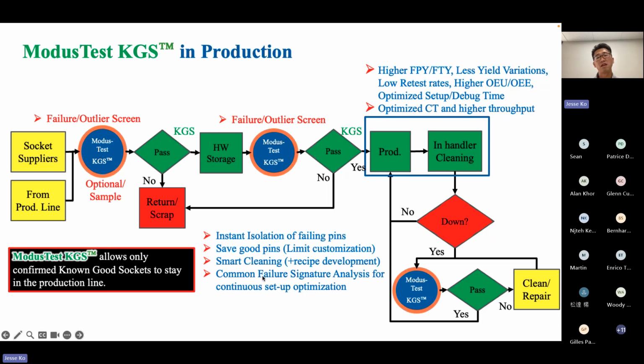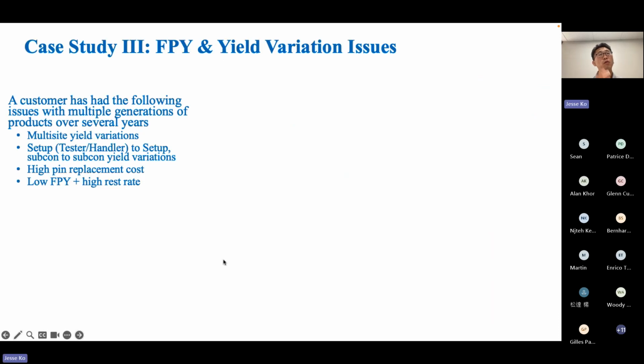What I mean by that is, if you see, let's say, one corner of the package continuously going bad, you either have a setup issue, a planarity issue, or you may even have a package planarity issue. So with the data set you are collecting from the failure analysis using ModusTest KGS, it allows you to perform next level problem isolation. Overall, ModusTest KGS allows only confirmed known good sockets to stay in the production line. Let me go through real examples of those issues or cases.